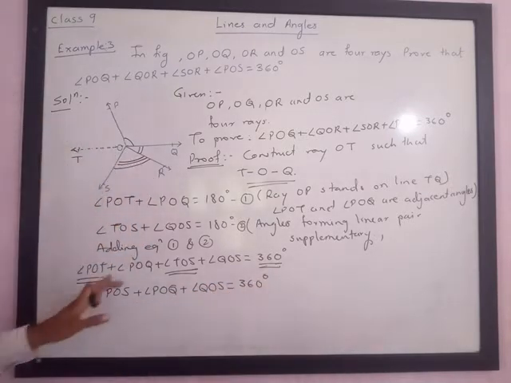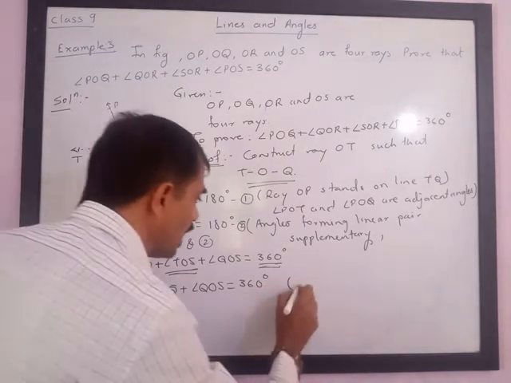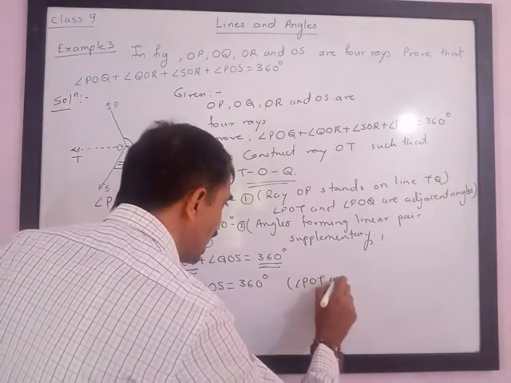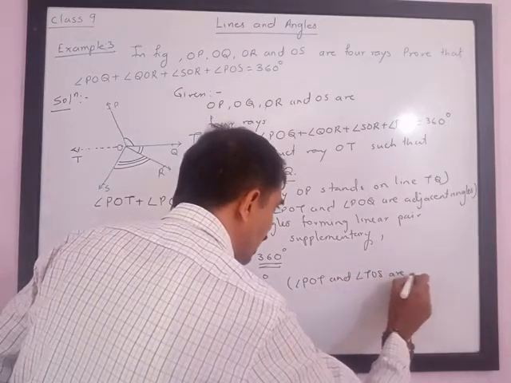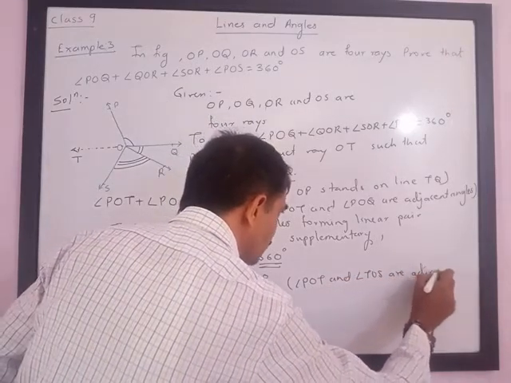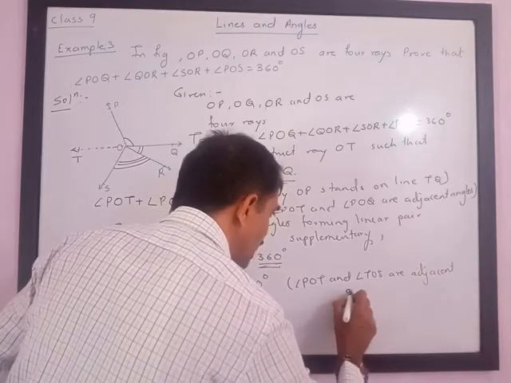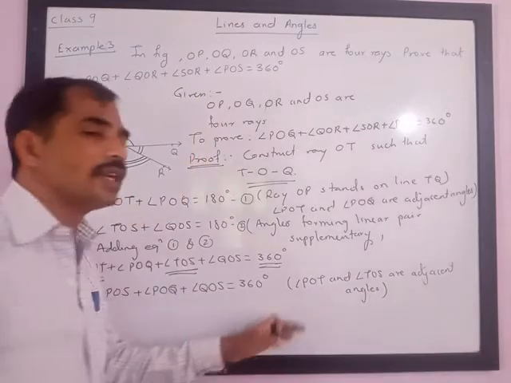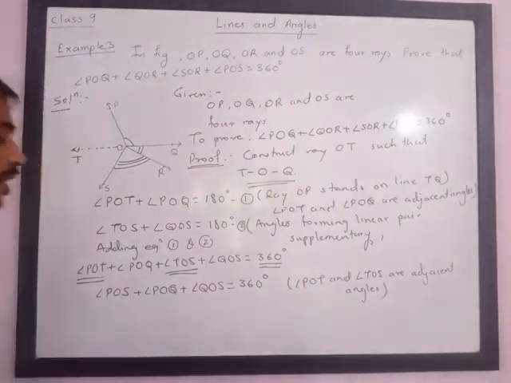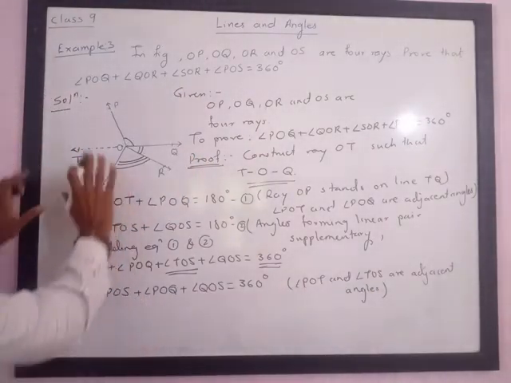This I can write. The reason is angle POT and angle TOS are adjacent angles, hence they can be added. Adjacent means they have a common ray. We have already studied the definition of adjacent angles; you can see the earlier videos. Now look at the figure.